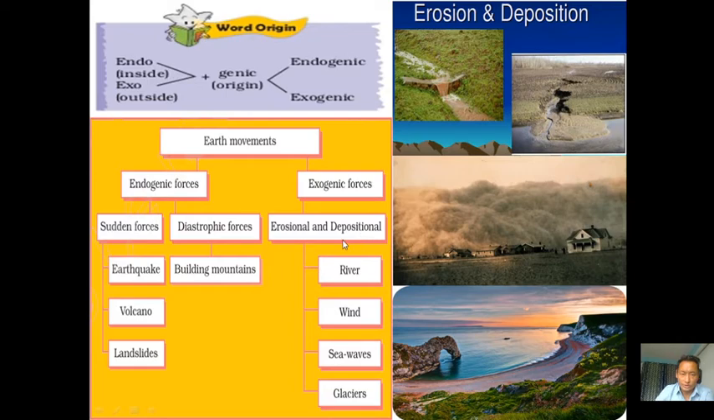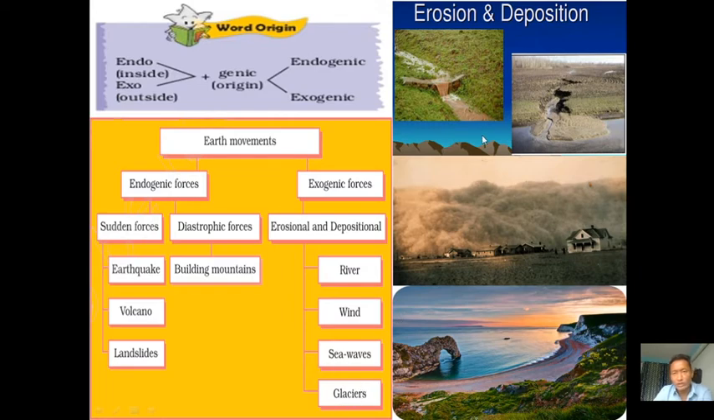Exogenic forces lead to two main processes. Processes of what? Erosion and deposition. So erosion and deposition are the two main processes. These two processes are mainly made by four agents: work of river, work of wind, sea waves, and glaciers.